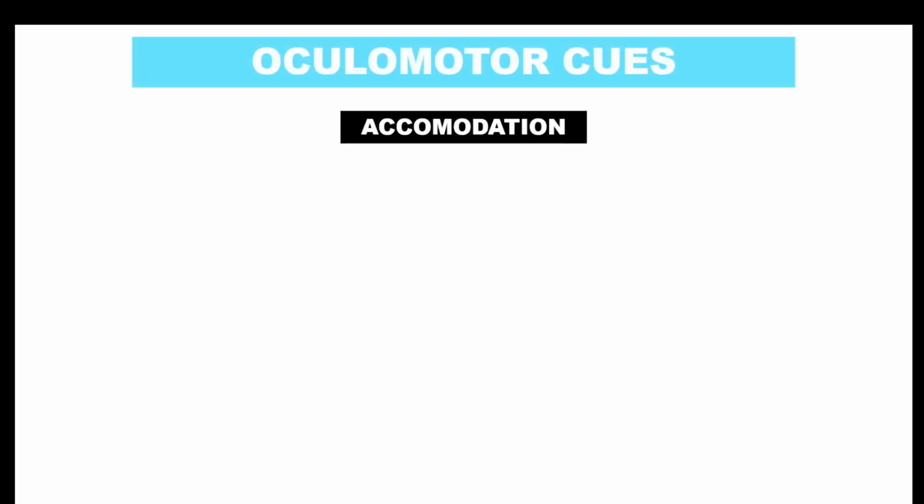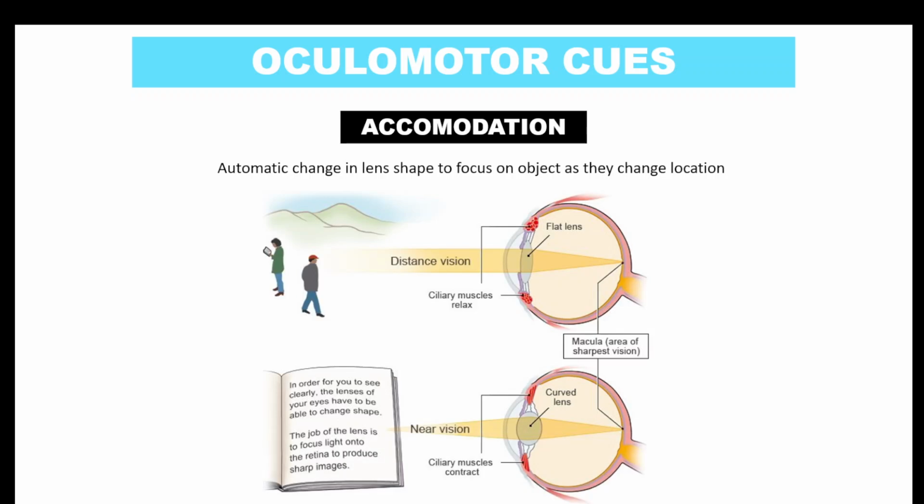Okay, ocular motor cues, basically the movement of the eye or lens or the eyeball. So accommodation. What is accommodation? It is the automatic change in your lens shape to focus on an object as the object changes its location. Suppose I have a convex lens, it kind of shrinks to focus on a distant object, but it enlarges when I'm focusing on a nearby object, like reading a book.